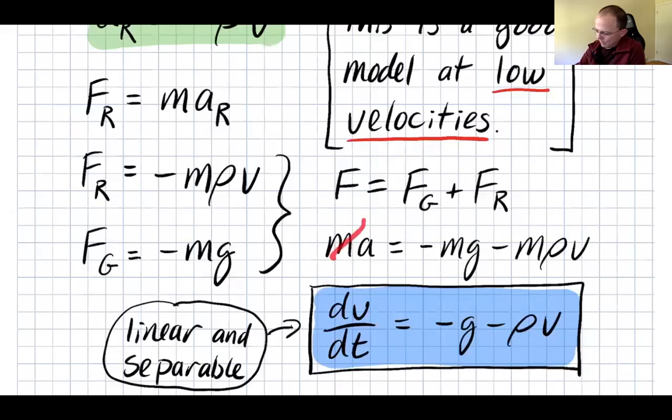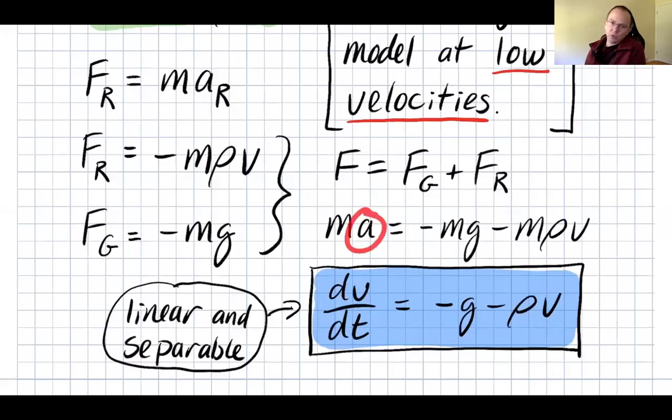And again, we have the mass everywhere. We can divide both sides by mass, and a is equal to the derivative of the velocity. So a is equal to dv/dt. So we get our nice solution here for our model of vertical motion. Okay, so it looks good. And again, we have a linear and separable equation. So we could solve it either using separation of variables, or we could solve it as a linear first order differential equation.